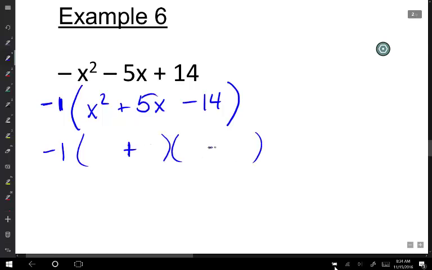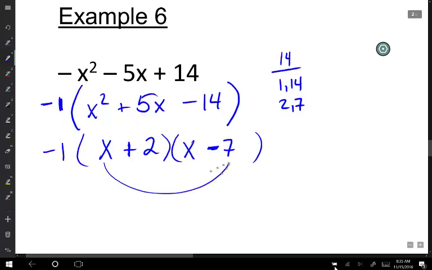Positive and negative. Richard, would you agree? Yeah, because it's a negative 14. All right, would you agree it's x and x? Yeah. Okay. Factors of 14 over here to the side: 1 and 14, 2 and 7. Doesn't really matter, you can throw them in. 2 and 7. So that's negative 7x, positive 2x. It's a little messy there.